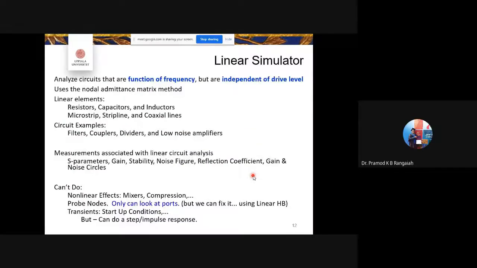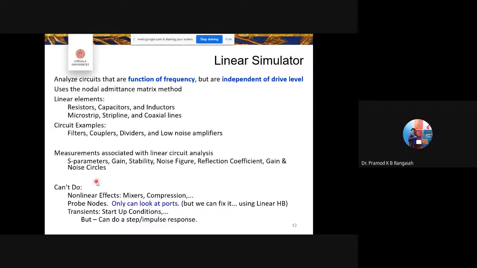And regarding our simulators, once we come back to the linear simulators, the response will be a function of frequency. If your devices consist of linear elements like resistor, capacitor, inductor, microstrip, and stripline coefficients, these are some of the things we require in amplifier design. That's why I'm talking about this linear device. If you are using this kind of devices, you can straight away go with the linear simulators. And circuits like filters, couplers, dividers, LNA, all these things will have a linear response. So we can use this simulator.